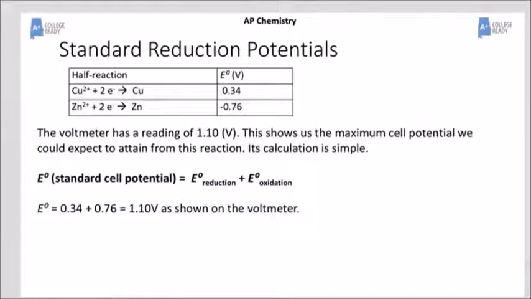So how did we get 1.10 volts on the voltmeter? It's just a simple addition problem. We're going to get this standard cell potential, or I called it the overall voltage, same thing. We're going to take the reduction potential, which we see is that 0.34 volts that's listed in the table. Notice we're adding it to the positive 0.76, which is the oxidation potential once we reverse the zinc. That's how we got the 1.10 volts. And this is something you're going to be asked to calculate.